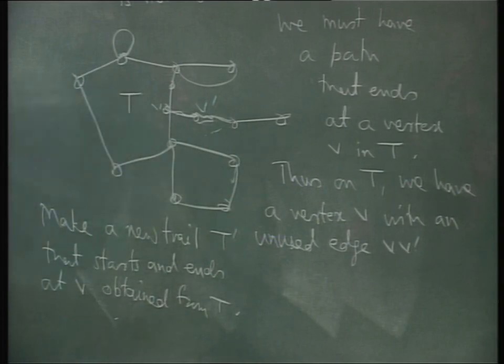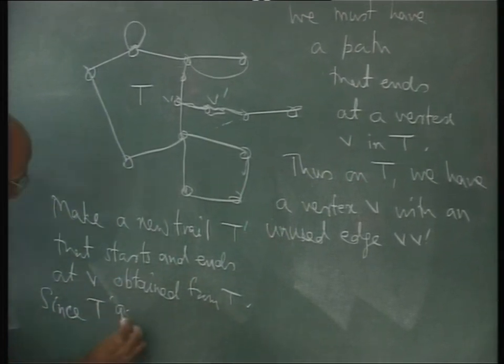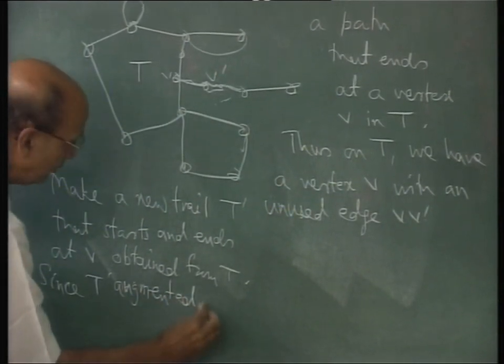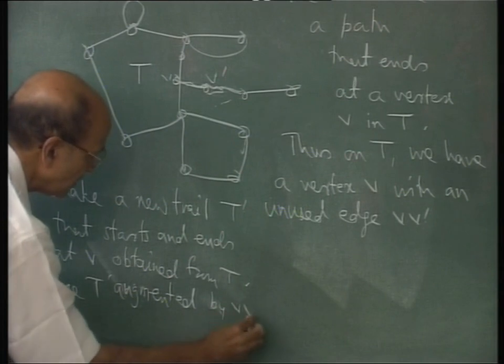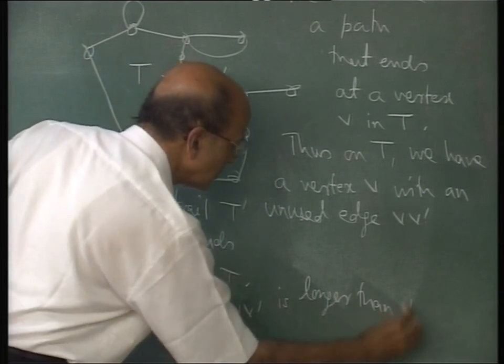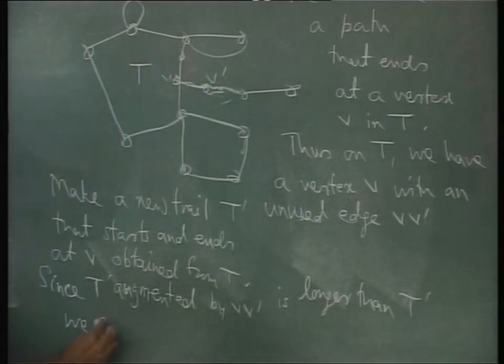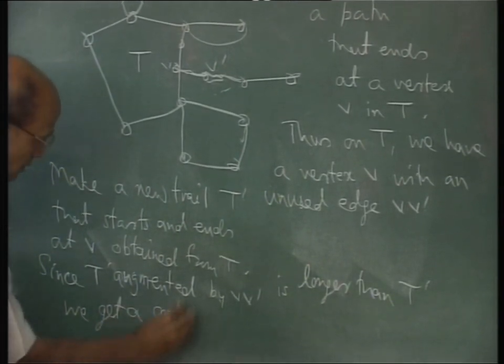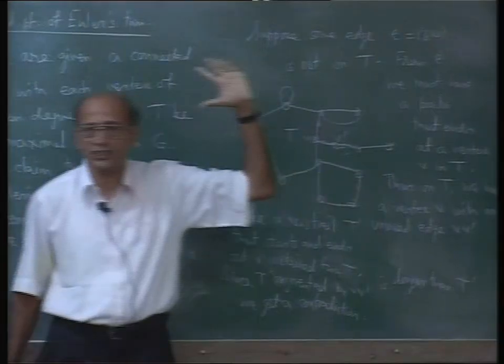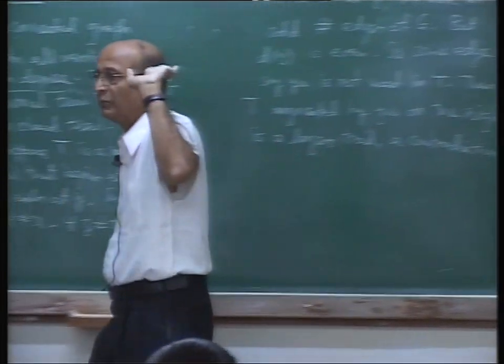But T prime is clearly not the longest, that's clear, because I could have added that extra edge. That means T prime is not really longest, since T prime augmented by V prime is longer than T. We get a contradiction. Why did this contradiction arise? This contradiction arose because we assumed that there is an edge like that sticking out, which has nothing to do with the trail. So all the edges have been covered on that trail.